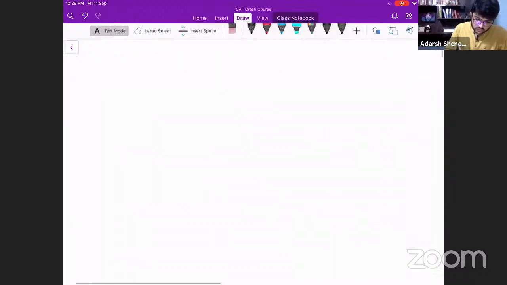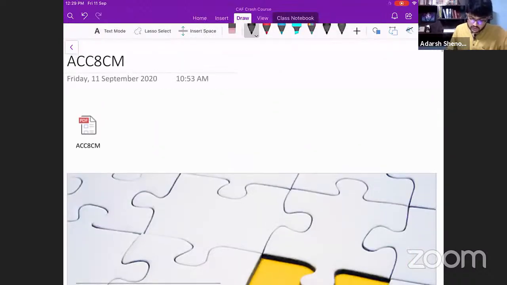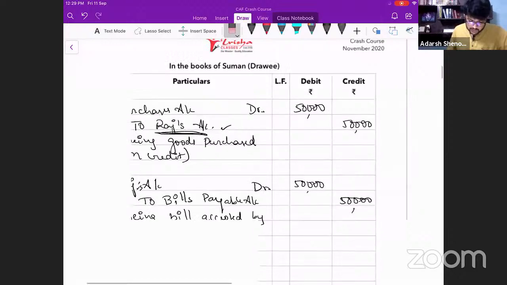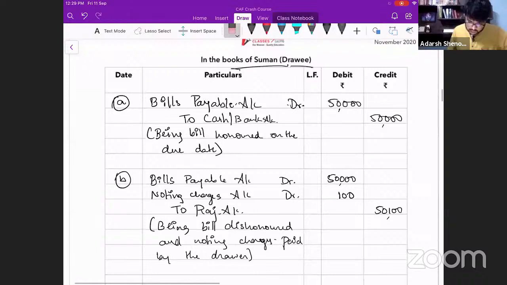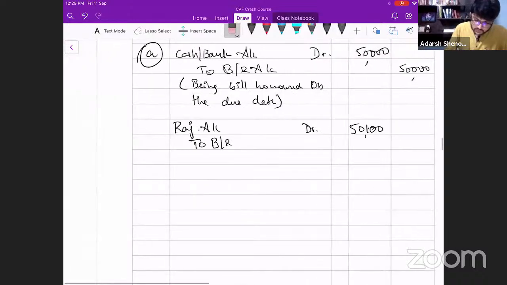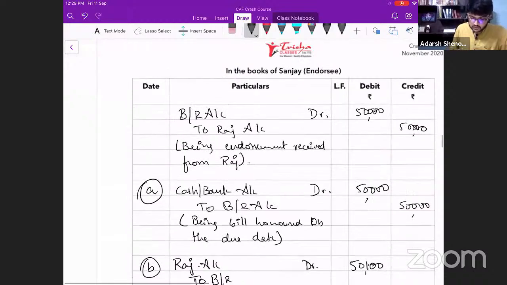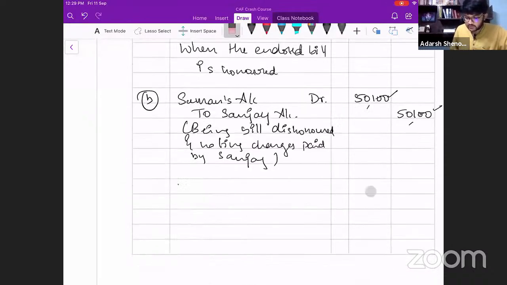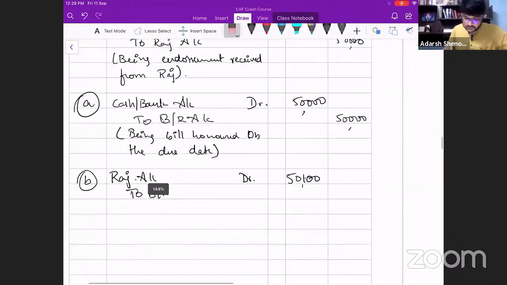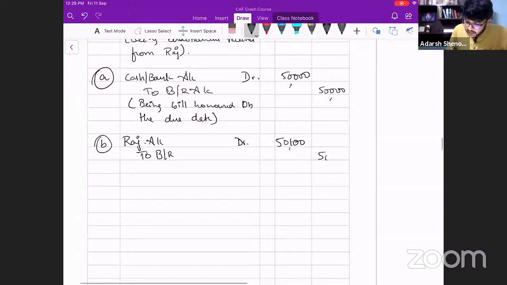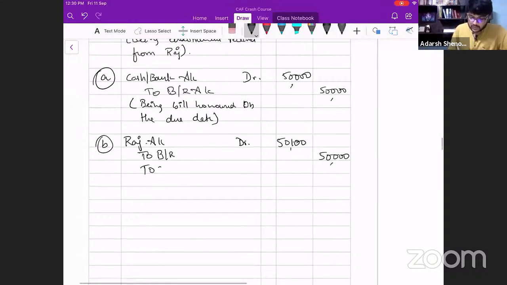So now, listen, we have to debit Raj's account in the books of the endorsee. This is case 3. Yes, in the books of the endorsee, we have to debit Raj's account. Bills receivable account is to be credited with 50,000 rupees. And I have paid noting charges. Noting charges will be paid in cash. So to cash, 100 rupees.